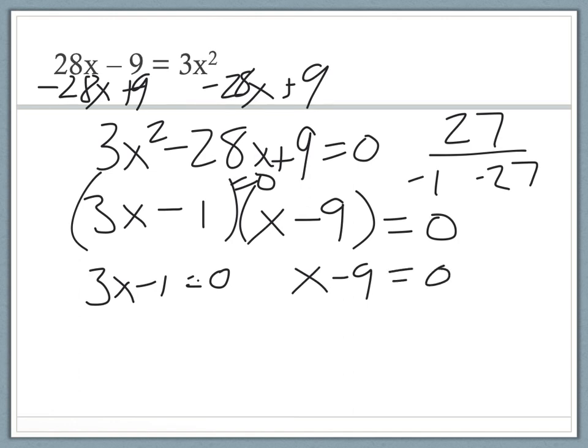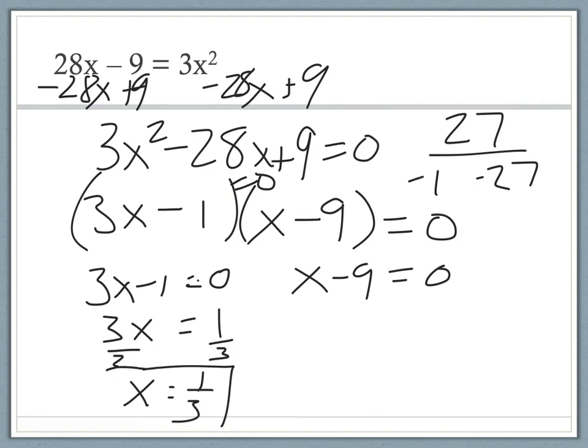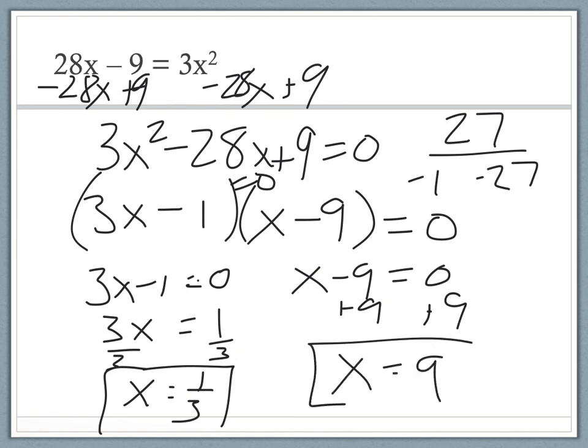So add 1, so 3x equals 1. Divide by 3. x equals a positive 1/3. And then if I add 9 to both sides, x equals a positive 9. All right, and that's it for solving by factoring.